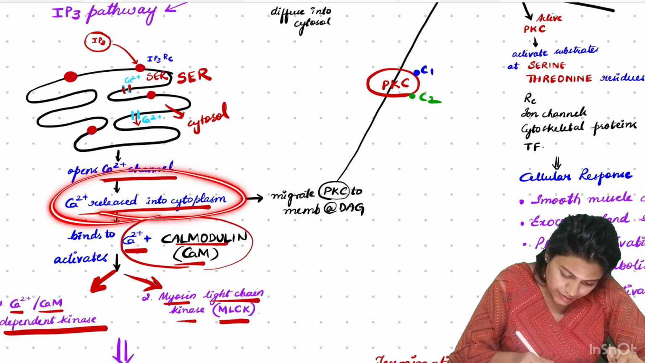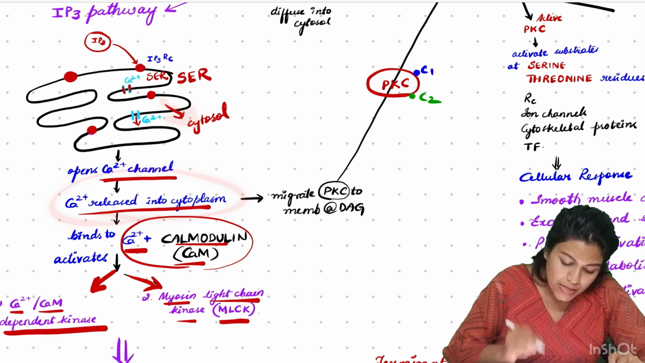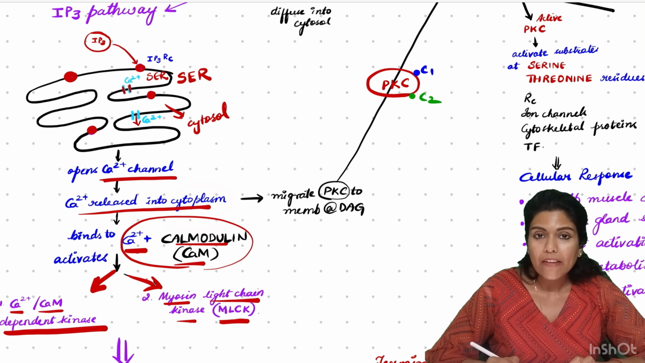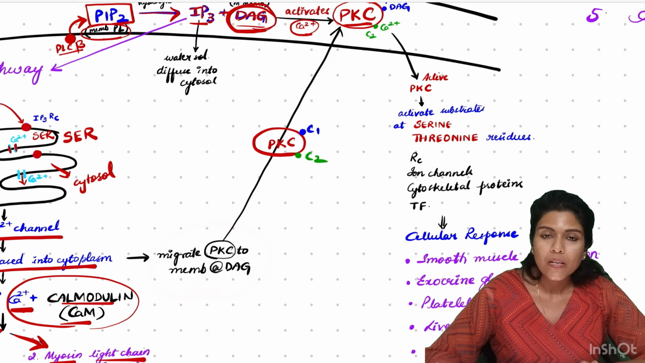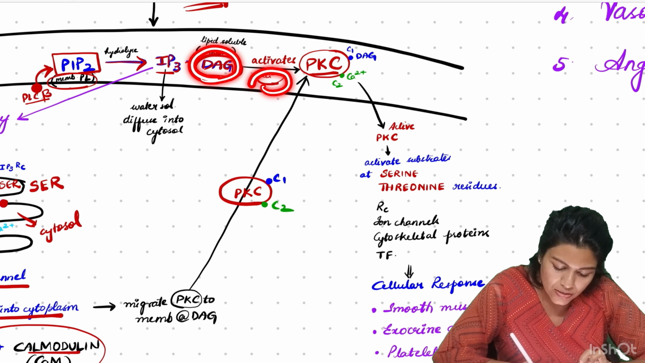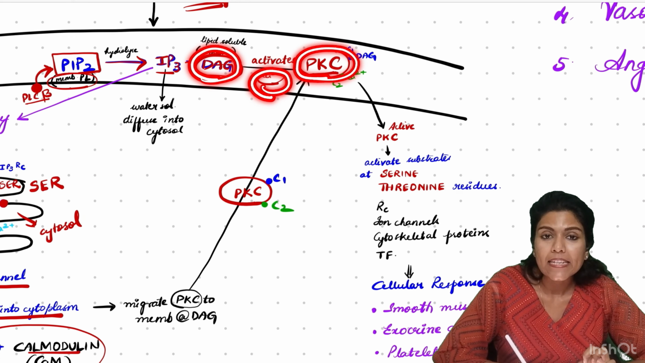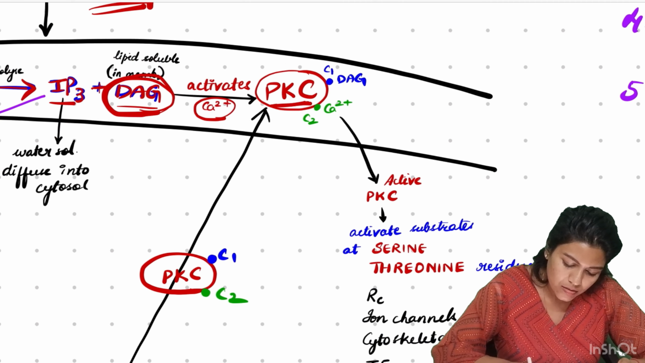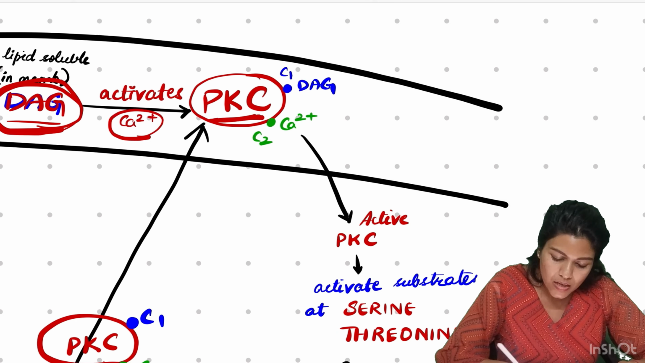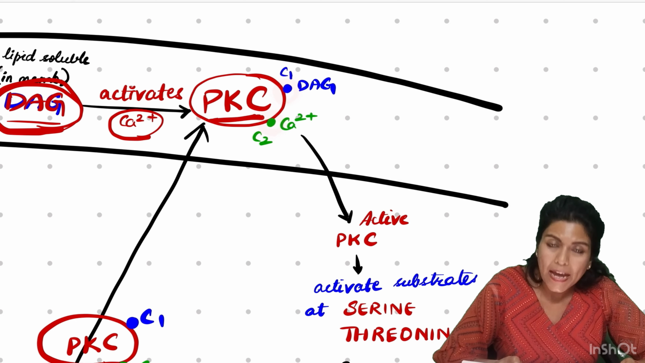From the endoplasmic reticulum here, it will release the calcium. Some of this calcium, as we have discussed, is migrating towards the membrane, towards DAG. So both DAG and the calcium will activate PKC by binding to PKC. The PKC has domains for this calcium and DAG.